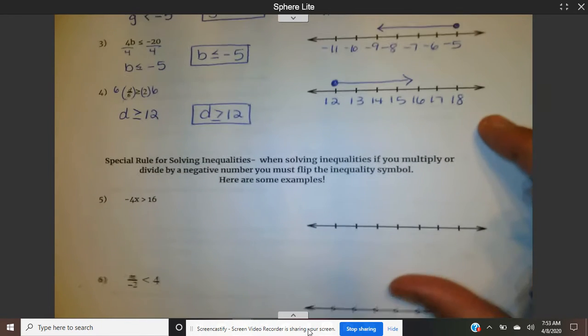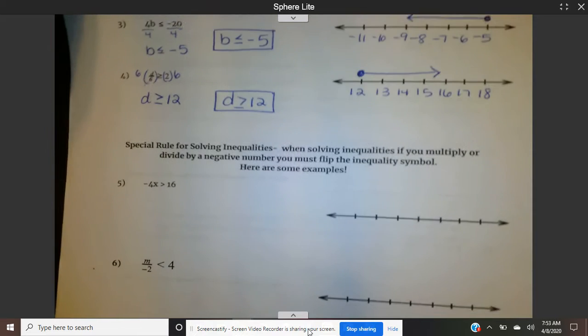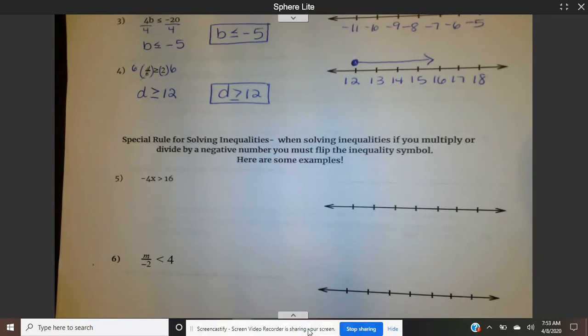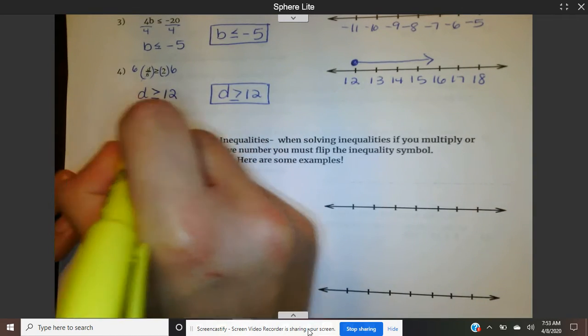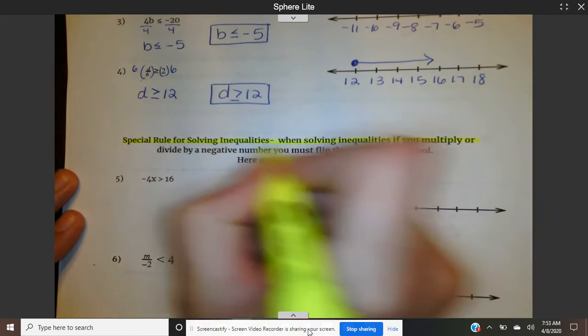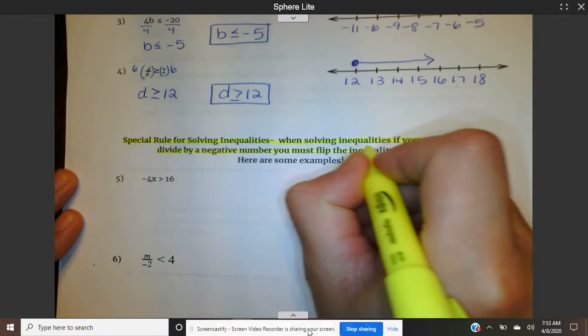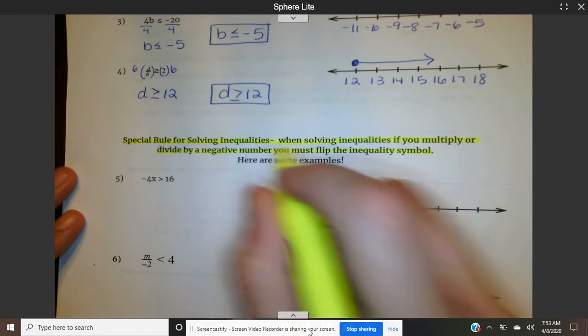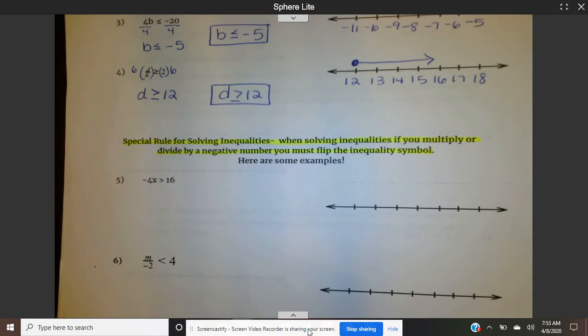So today we're going to start off, before we go into two-step inequalities, there's one special rule that I'm actually going to highlight. If you guys were able to print this, then highlight it as well. If not, write this down in your notebook if you're writing notes. You'll definitely need this all up through high school when you do inequalities.